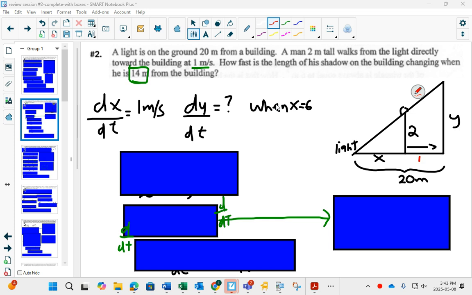So if this is 14 meters here, at that moment, does it make sense that we're trying to find it when x is 6? Because we labeled the x as the other part. So what this is telling us, and this is the thing in all related rates questions, is that the x value is a function of t, and the y value is a function of t. And that's going to become important when we find the derivatives of this equation, because it involves using the chain rule.